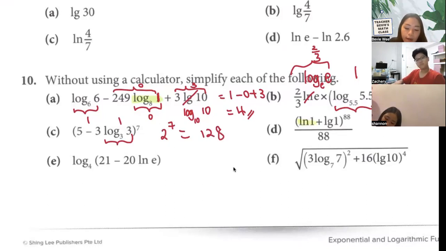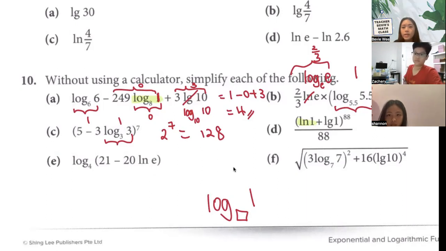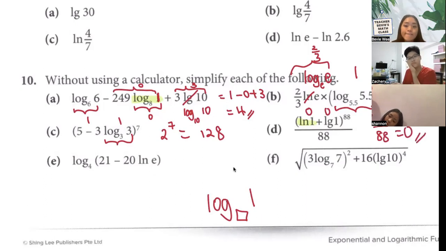Okay, what is ln 1? Correct, 0. That brings me back to anything with a 1. It's the special case. Whatever the base is, don't need to care. Your base can be a fraction, can be a decimal, can be a 0. It will just be 0. So this one is also 0. 0 to the power of 88 is still 0. 0 over 88 is still 0. That's all.